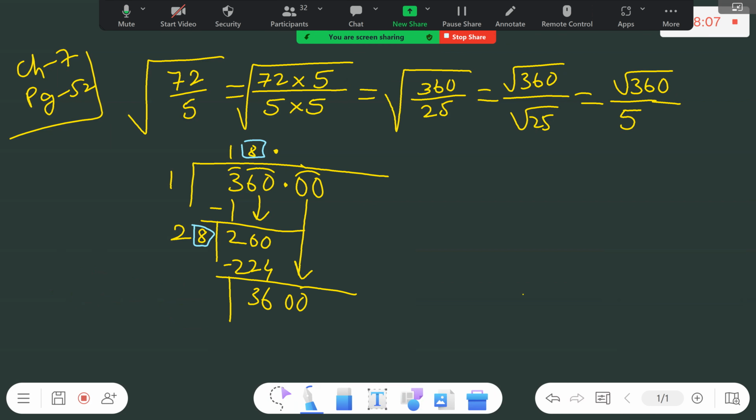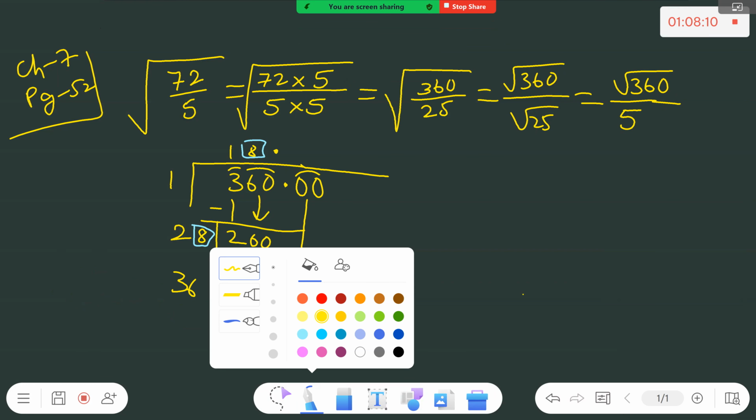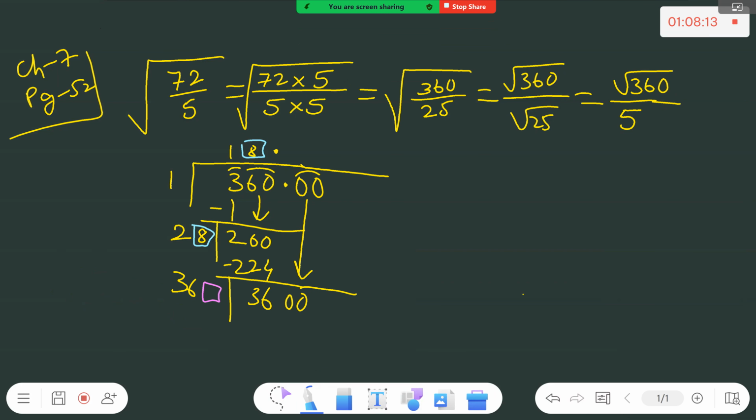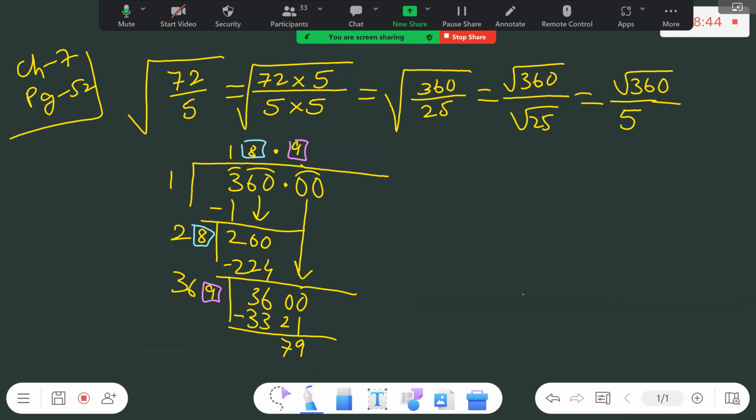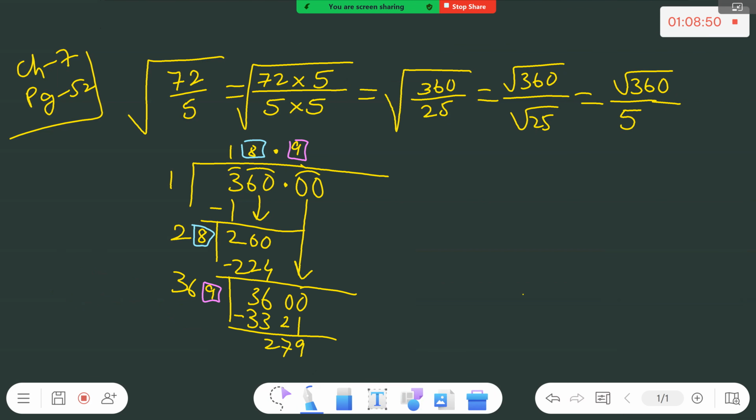Now 28 plus 8, 36. Now again you have to find something here which will be multiplied here and less than or equal to this. What can you get? You can get 9, isn't it? 9, 9. Ten minus 1, 9, 9 minus 2, 7, 5 minus 3, 2. Okay. 270. Still the remainder is not 0.